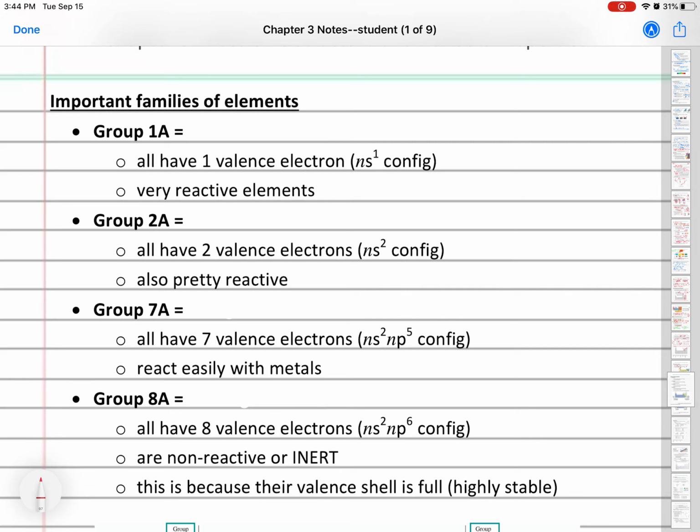So, still sticking with some general anatomy of the periodic table, some of the groups have special names, and there are 4 groups that we use those names a lot, so you need to know them. Group 1A are called the alkali metals. The alkali metals all have 1 valence electron. They're very reactive elements. They react really violently with water a lot of times. Not hydrogen, but all the others are very reactive.